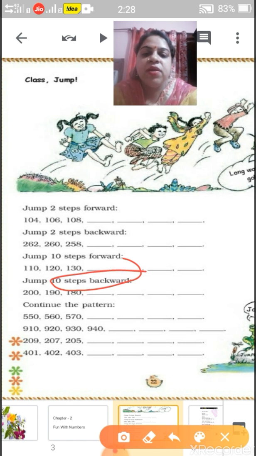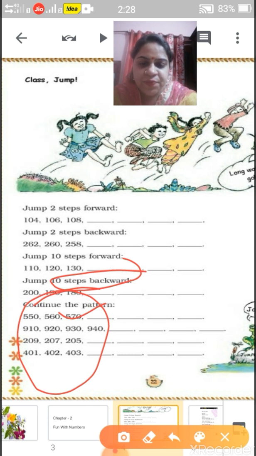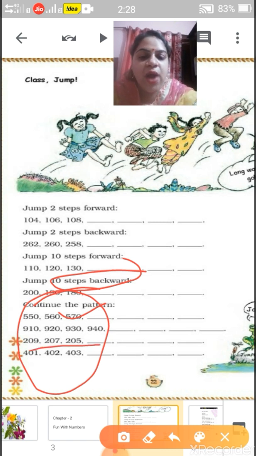Okay children, now this is the same pattern. In this they have to continue the pattern. Like in this they were doing 10 steps forward. Like 550 and 560 means a difference of 10 steps. Next 910, 920. In this what were they doing? They were also adding 10 steps forward. Now next 209, 207, they were using 2 steps backward. So the next is 203.